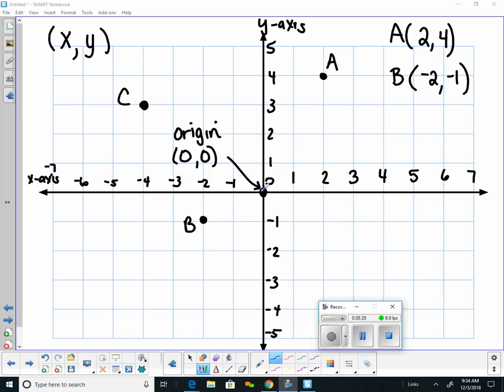So I'm moving to the left, which means those are negatives. So we have -1, -2, -3, -4 is underneath. So we know that for C, the x value is -4. And I'm moving up, so that tells me positive. So I'm going to go up 3 lines. So I know my point is (-4, 3). Okay.